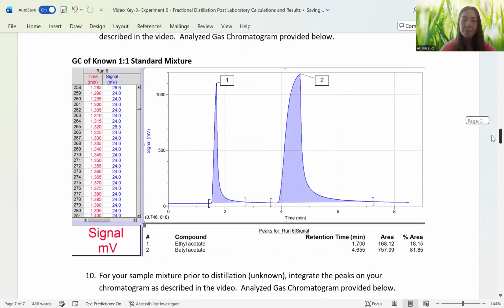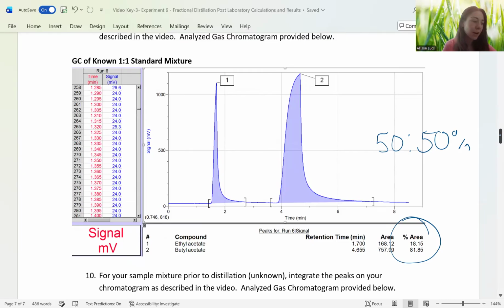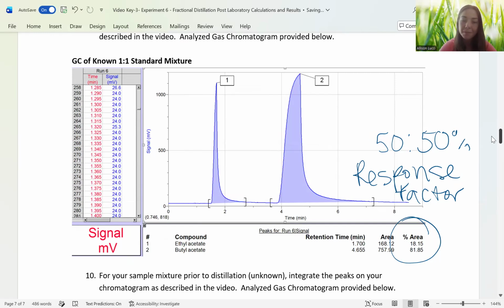Now we have a third standard. This is our mixture of a 1-to-1 molar percent, where we could consider this 50 to 50% of both ethyl and butyl acetate. Notice the areas down here generate an 18 to 81%. We're going to use this graph in our later calculation to calculate what's called the response factor. I'll make a note here that this graph will help us find our response factor, because we know that these should be coming up 50%, 50%, but for some reason they're not.